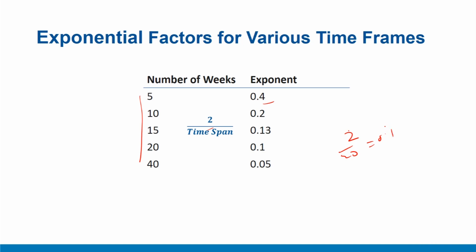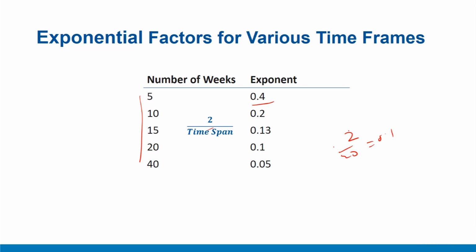Exponents for time periods other than those shown in the table can be easily calculated by dividing with 2. For example, a 5-week average will need to be twice as sensitive as compared to a 10-week average. Thus, dividing 2 by 5 will give us 0.4. It gives an exponent of 0.4.